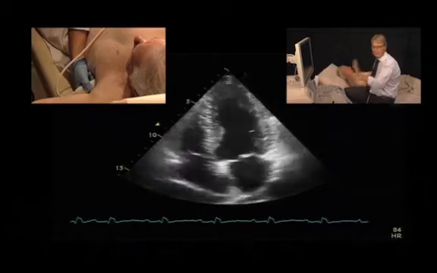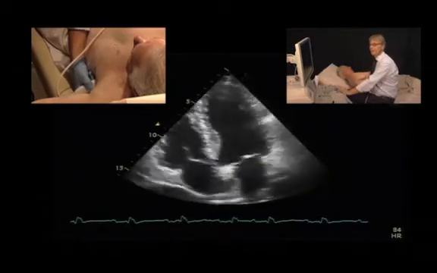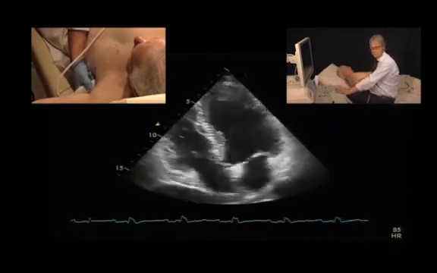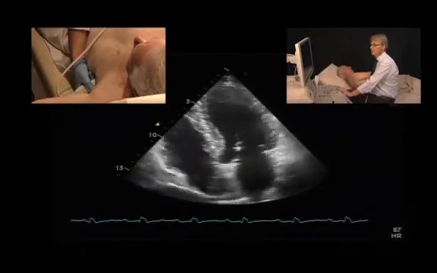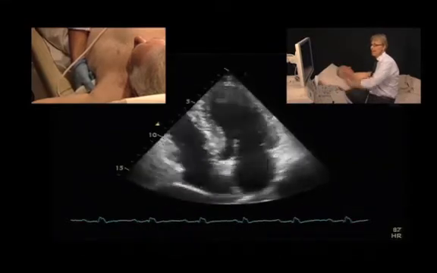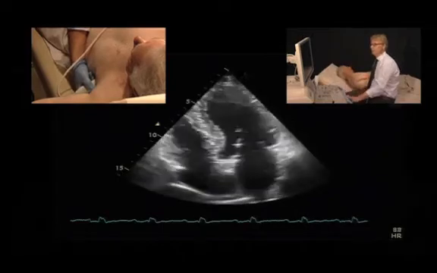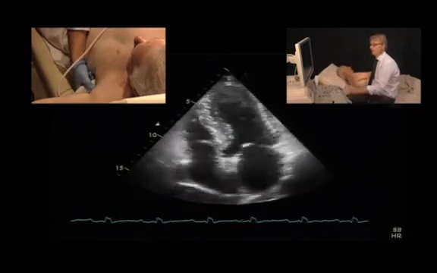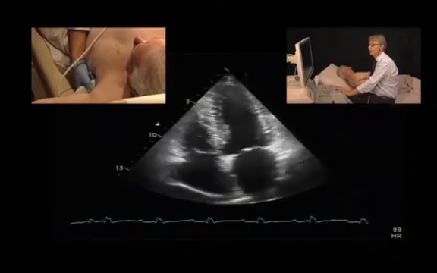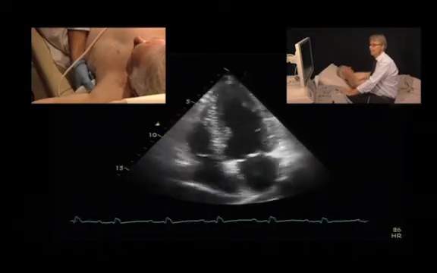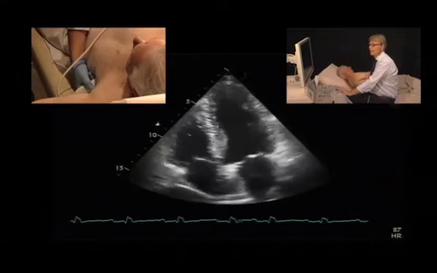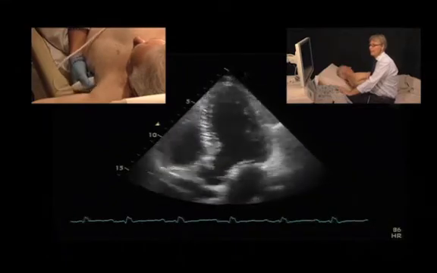So when we look at the different segments, we can see that most, or actually all segments have the same wall thickness, so this speaks in favor of a hypertensive heart disease. And if we look at the apical segments, we see that they are not more hypertrophied than the rest, so this does not look like an apical hypertrophy, but more like a concentric hypertrophy.